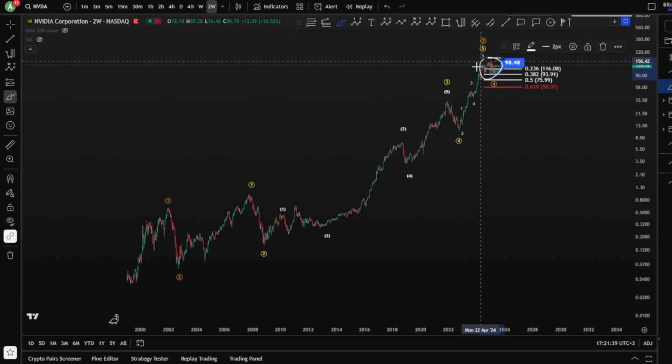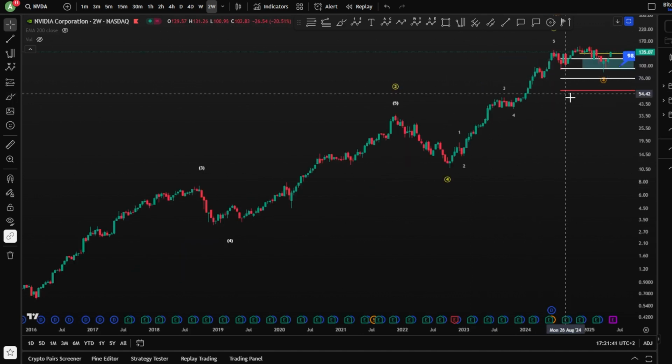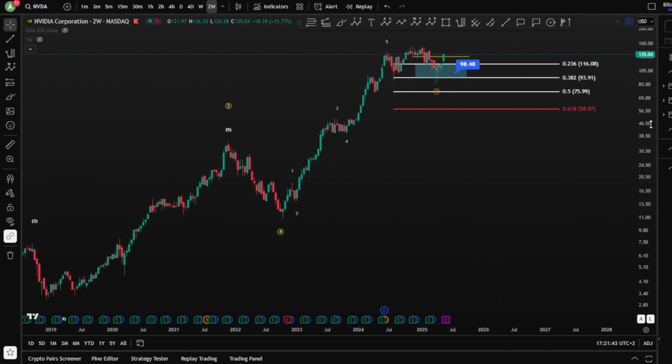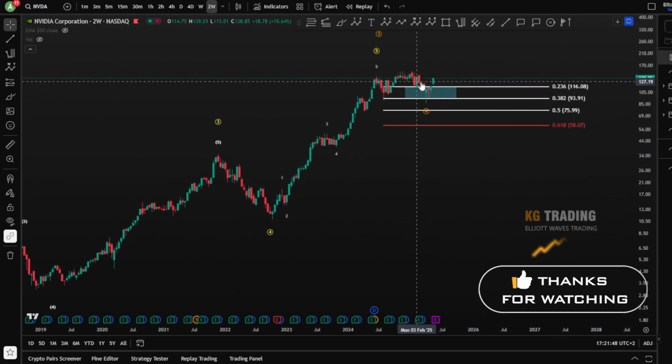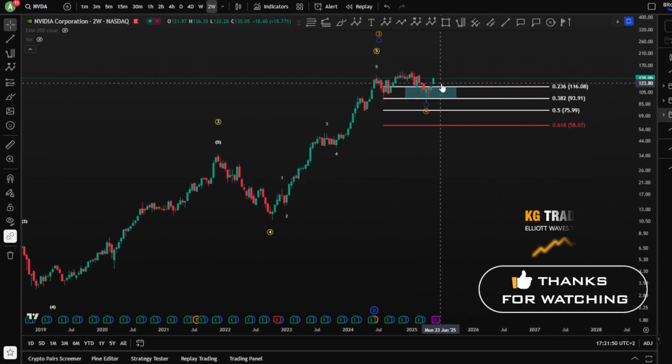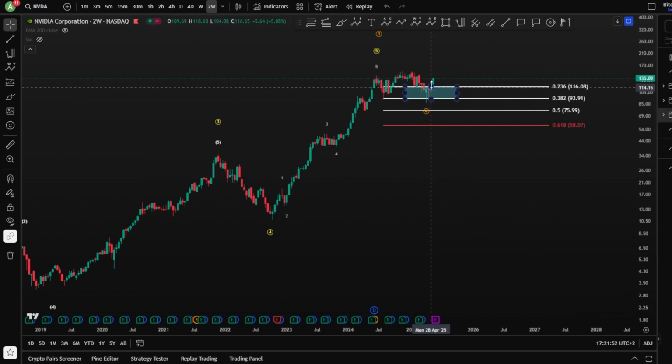Now, we are looking at the blue box already hit inside it, and we start to move very impulsively toward the upside. In this scenario, we have broken the line where we are just a simple correction, and we are starting to look for higher prices.